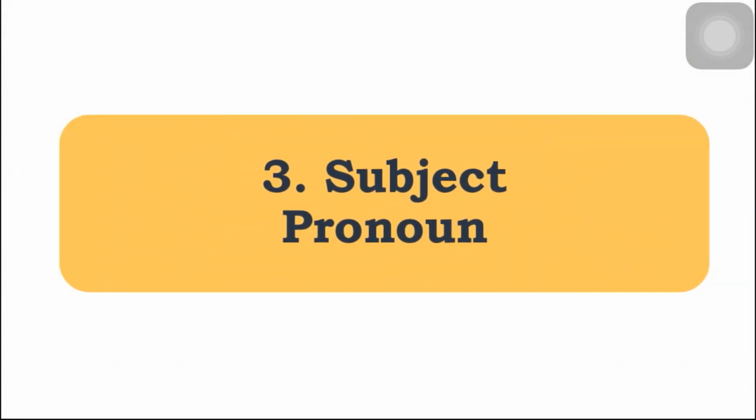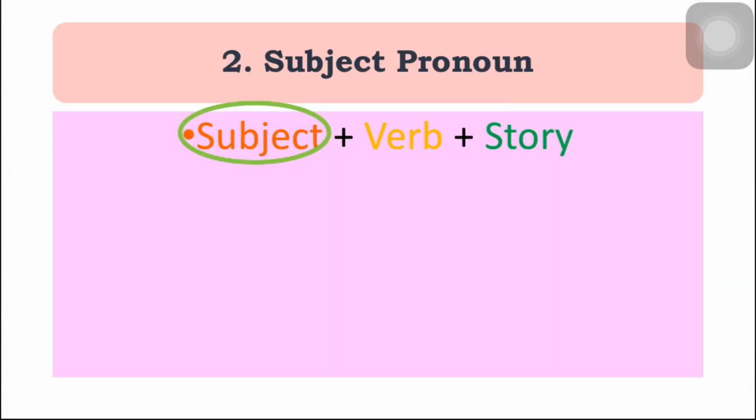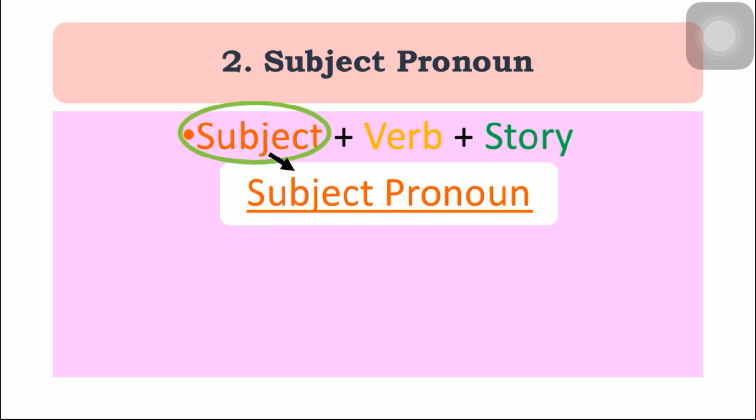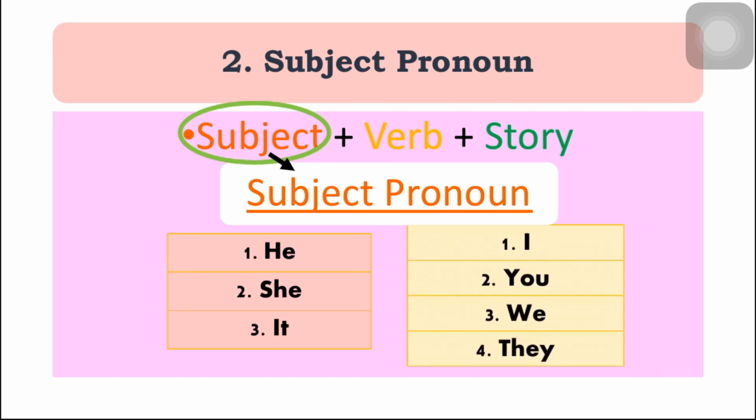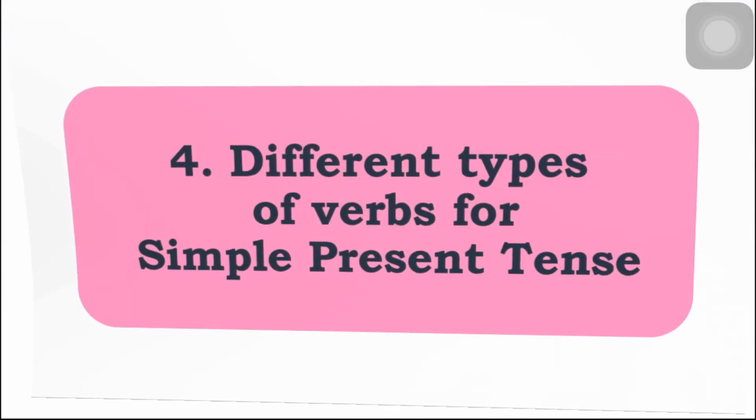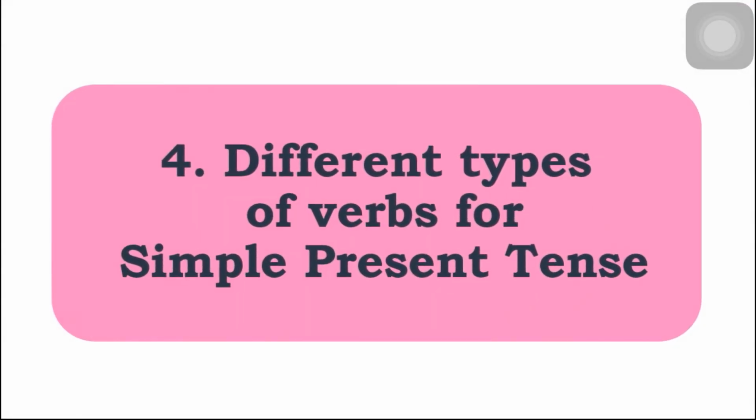Third one, we will learn what is subject pronoun. So do you know what is subject pronoun? He, she, it, and I, you, we, they. All of these are considered as subject pronouns. So moving on, we will learn what are the different types of verbs for simple present tense.